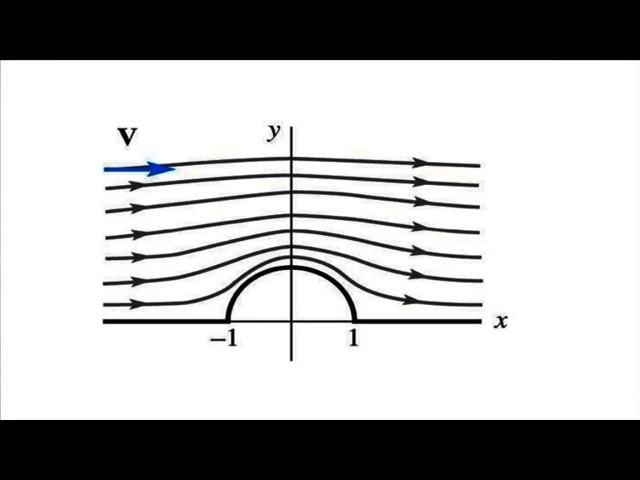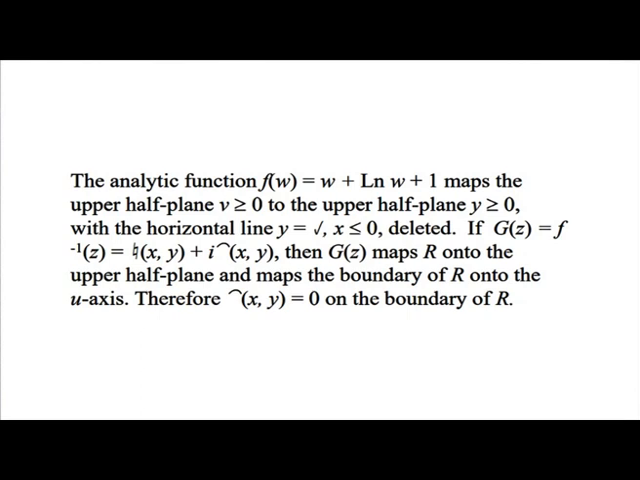As an example, let us see an analytic function f(w) = w + log w + 1, which maps the upper half plane v ≥ 0 to the upper half plane y ≥ 0, with the horizontal line y = π and x ≤ 0 deleted. If g(z) = f⁻¹(z) = φ(x,y) + iψ(x,y), then g(z) maps R onto the upper half plane and maps the boundary of R onto the u axis. Therefore, ψ(x,y) = 0 on the boundary of R.